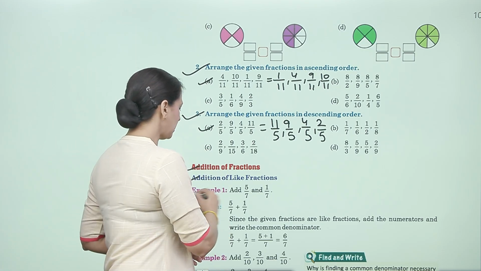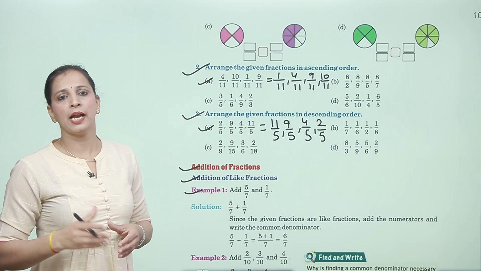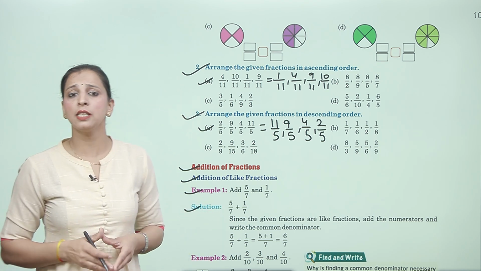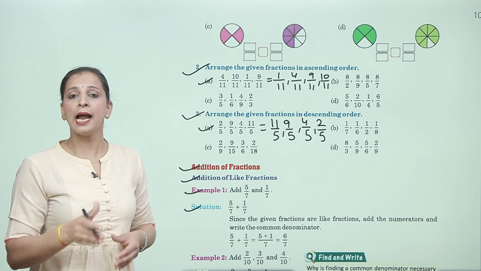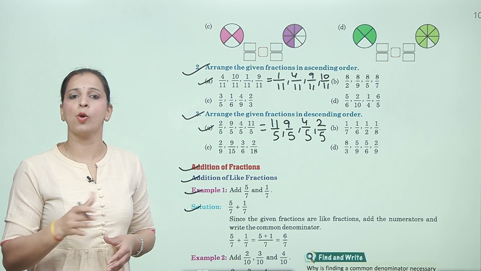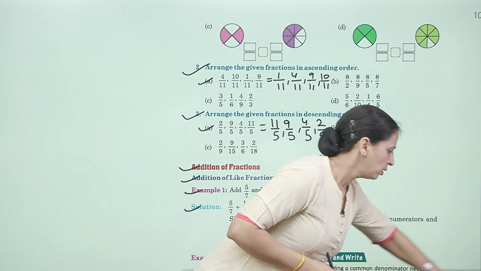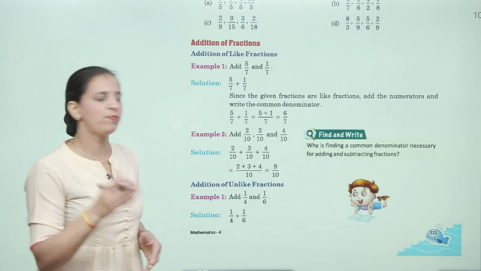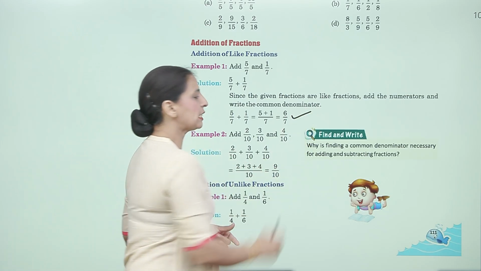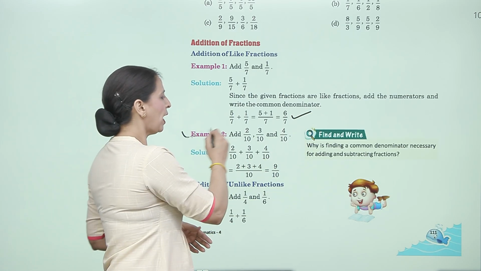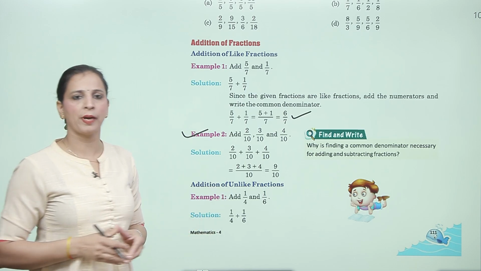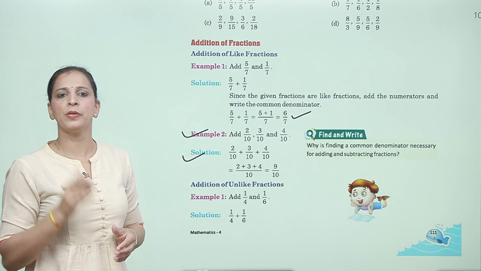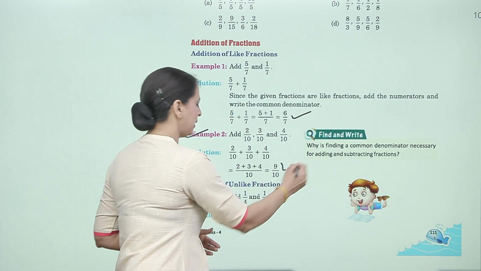Addition of like fractions. Example 1, add 5 by 7 and 1 by 7. Solution, 5 by 7 plus 1 by 7. Since the given fractions are like fractions, add the numerators and write the common denominator. That is 5 by 7 plus 1 by 7 is equals to 5 plus 1 is equals to 6 by 7. Now example 2, add 2 by 10, 3 by 10 and 4 by 10. Solution, 2 by 10 plus 3 by 10 plus 4 by 10 is equals to 2 plus 3 plus 4 is equals to 9 by 10.